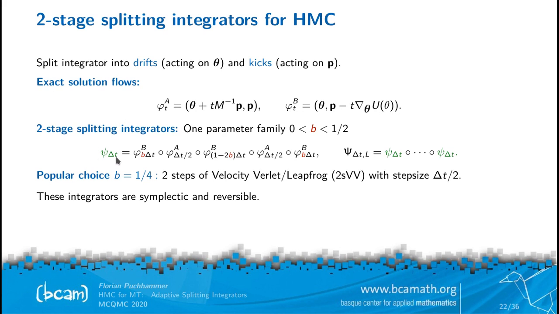And one integration step of time delta t can now be defined as a palindromic sequence of drifts and kicks, which have varying time steps. So the time steps for the kicks are parameterized by this b, and it's always delta t over 2 for the drifts. And for the final integrator, we just take the L-fold concatenation of these single steps. A popular choice is usually taking b equal to 1/4, because this is just two consecutive steps of the velocity Verlet algorithm, which is more or less a standard choice.